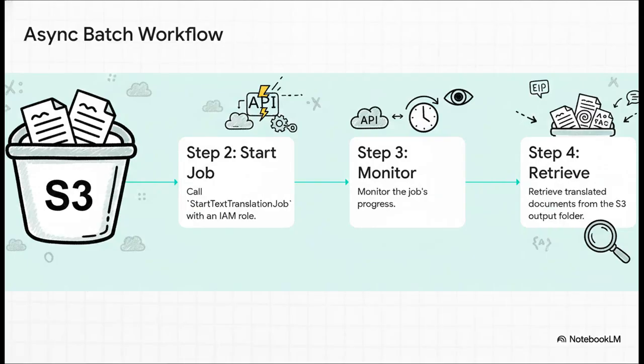Now this right here is a classic and very testable serverless pattern, and it's so elegant, isn't it? You just drop all your documents into an S3 input bucket, you make one API call to kick off the translation job, making sure you have the right IAM permissions, of course, and then you just let AWS handle everything else. When it's all done, your translated files are sitting there waiting for you in an output bucket. It's simple, it's scalable, and it's secure.